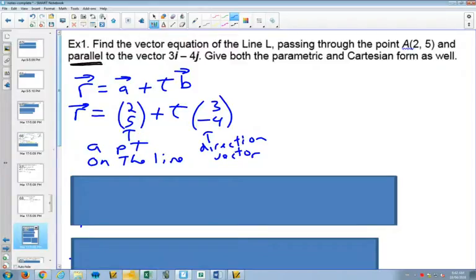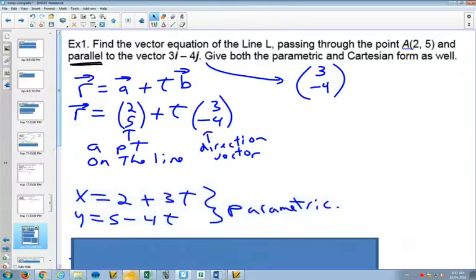Since it's parallel to 3, negative 4, this vector, if you wrote it as a column vector, 3 in the x direction, negative 4 in the y direction, would look like that. So that becomes our direction vector, and we just need to write it like this. Now we can write the parametric and the Cartesian forms. For the parametric form, you're just going to look at the x coordinates, so 2 plus 3t. You look at the y coordinates, 5 plus negative 4t, or 5 minus 4t.